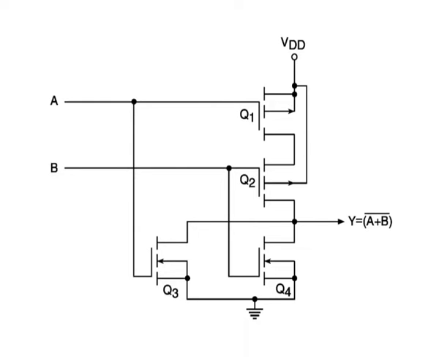For the output to be in logic 1 state, it is essential that both the series connected P-channel devices conduct and both parallel connected N-channel devices remain in the cutoff state.